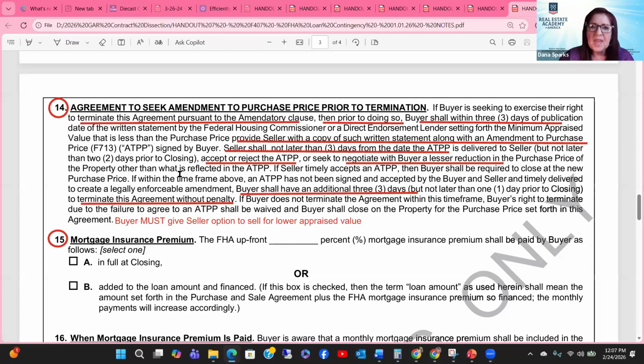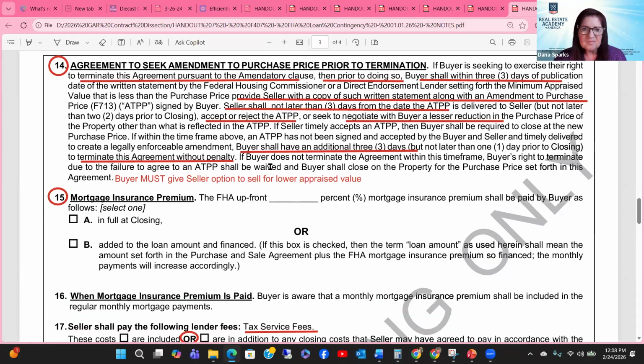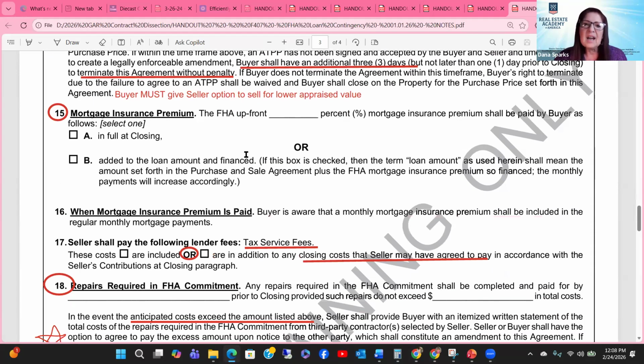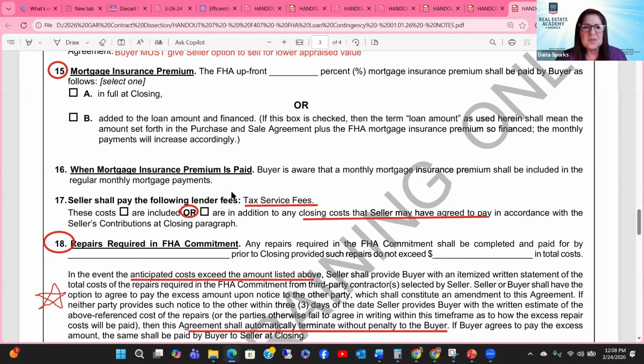Timeframes are built in here. And then if the seller does not agree to sell it to the FHA buyer for that lower price, the buyer then has 3 days to terminate and will get their earnest money back. For an FHA insured buyer, you have to fill in the amount of the FHA mortgage premium, and get that from your lender, and it's paid in full at closing or added into the loan amount and financed. That's what most buyers do.